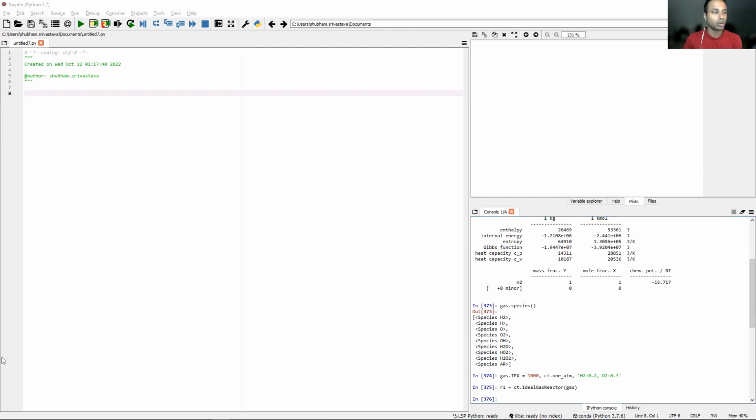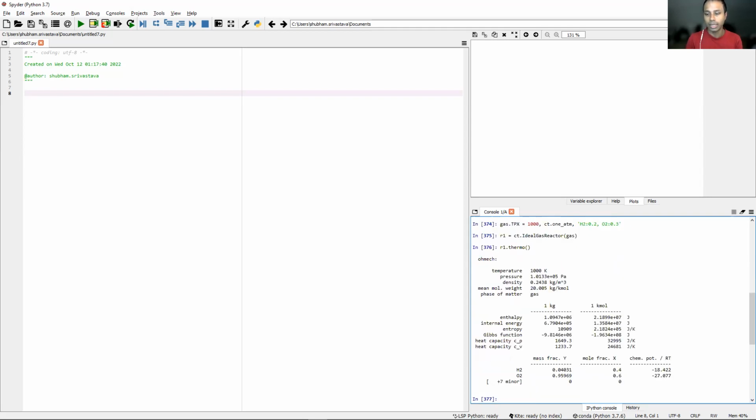point, there are multiple ways. One is you can say R1.thermo, and this is what you'll get, which will show you the current thermodynamic state of the reactor. In this case, we've initialized it with 1000 Kelvin, 1 atmosphere pressure, and the density is calculated on its own, depending on the composition that we provided.